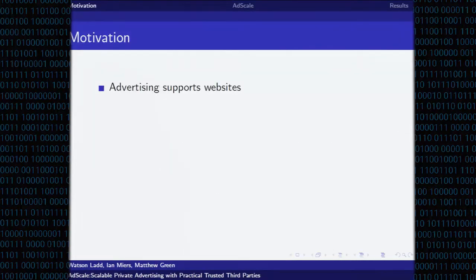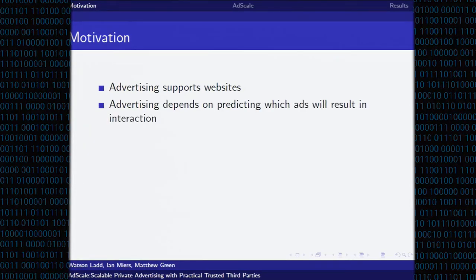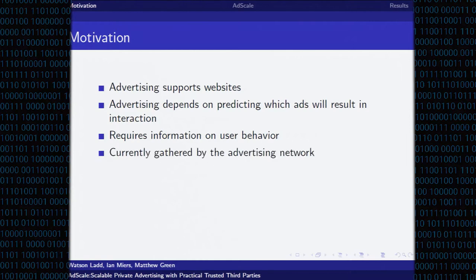So first, why do we want this? Advertising supports websites. We all know this. Advertising depends on predicting which ads result in interaction and showing these ads preferentially to users. You want to show ads that people will click on. This requires information on user behavior and some very sophisticated modeling. Currently this information is gathered by the advertising network. They also need this information for things like billing. You actually need to charge people money based on how often the ad is shown or clicked.